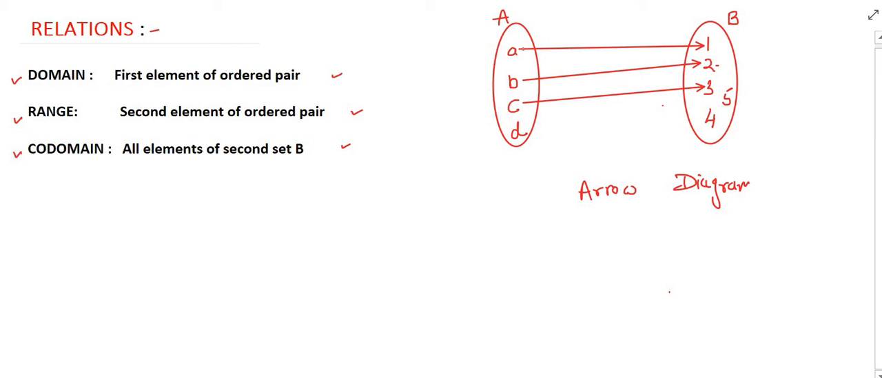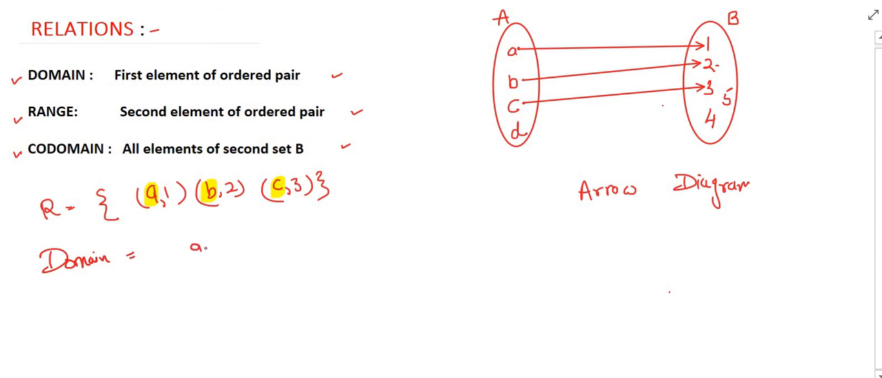Out of A, the elements which are used to make a relation are called the domain. Let me show you what the relation is here. A with 1, B with 2 and C with 3. This is the relation. So the first elements of the relation are called the domain. So what is the domain here? It is A, B and C. All those elements which are connected, which are having an image.